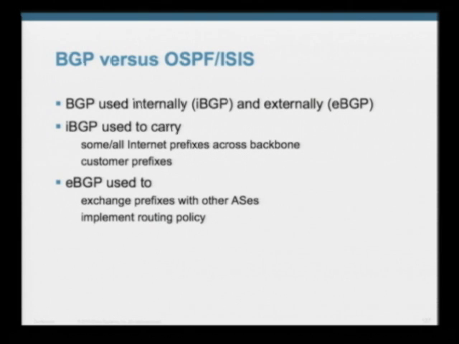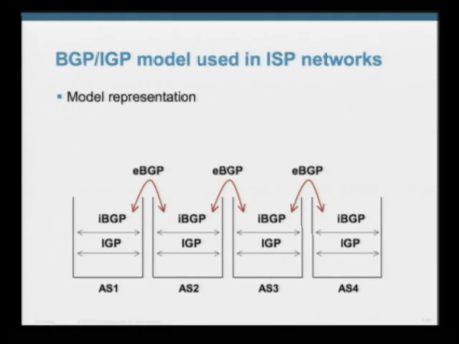eBGP is used to exchange prefixes with other autonomous systems. And that's where you implement your routing policy. So I said this at the start. There's the model. We saw this picture at the start of the tutorial as well. You've got your IGP, connectivity between routers. IBGP, transferring prefixes across your backbone. eBGP, prefixes between autonomous systems and your policies. So it's a simple division of labor for these three protocols. I still consider IBGP and eBGP different protocols shared by a common name and common configuration, because they behave in very different ways.